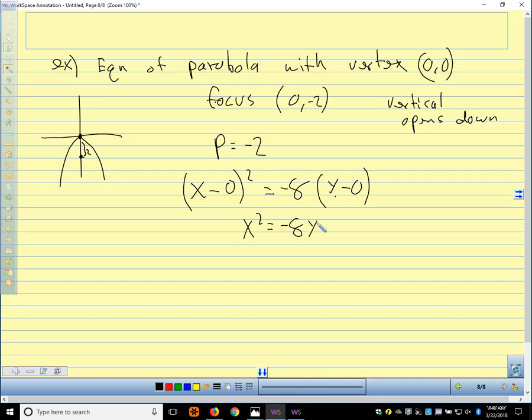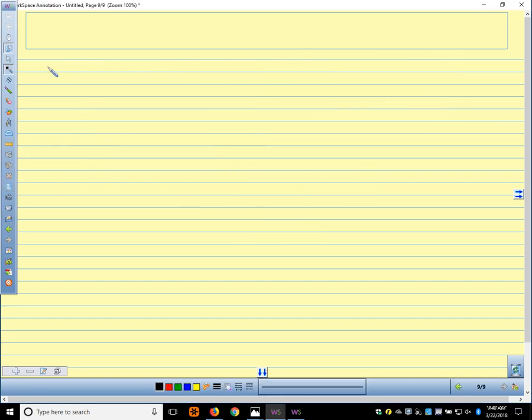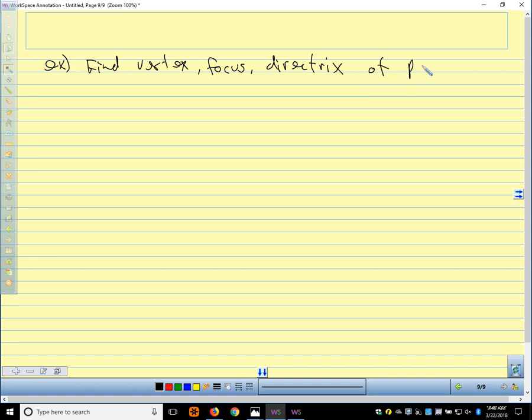All right, these next couple, I don't want to go through all the work. I just want to talk about the procedure we would use. What if we wanted to find the vertex, the focus, and the directrix of the parabola x squared minus 2x minus 16y minus 31 equals 0? What are we going to do? Someone said it? We're going to complete the square.